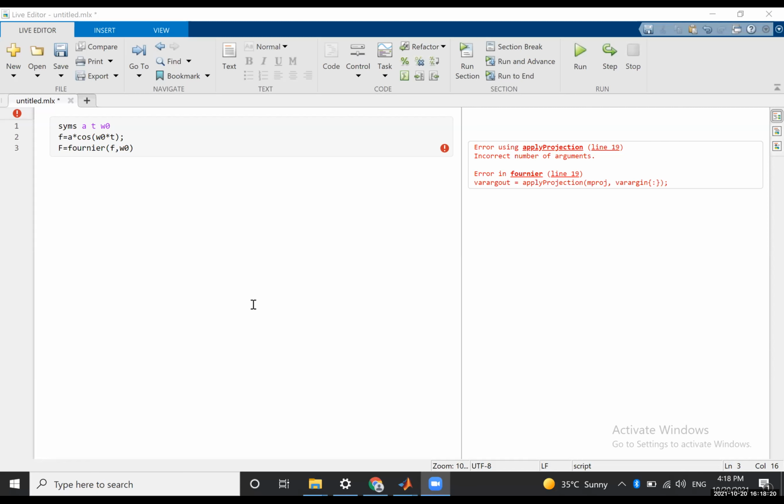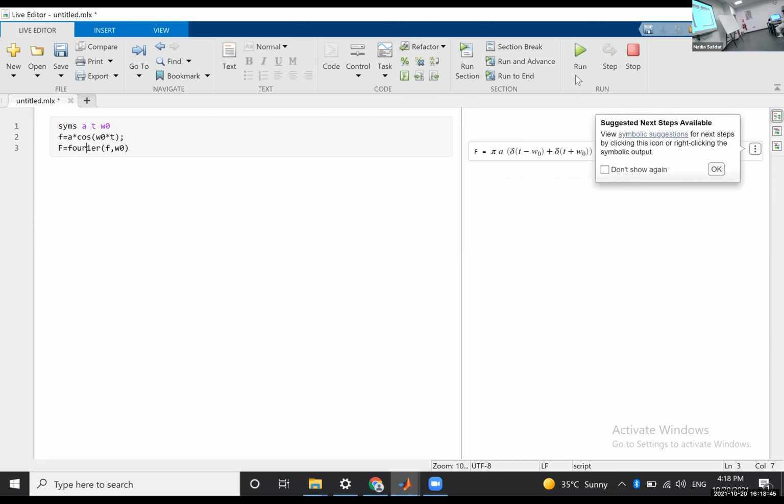What is this? This is the error. It's Fourier. You wrote Fournier. F-O-U-R-I-E-R. Remove the N. Okay. Okay. So I move forward now.